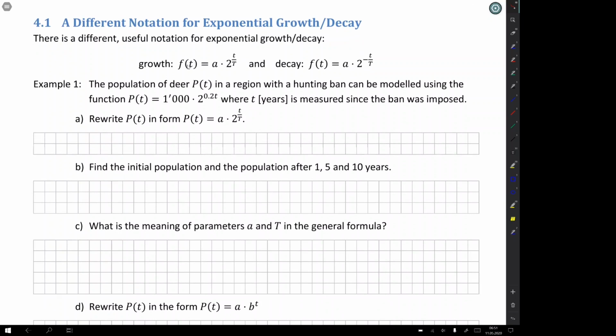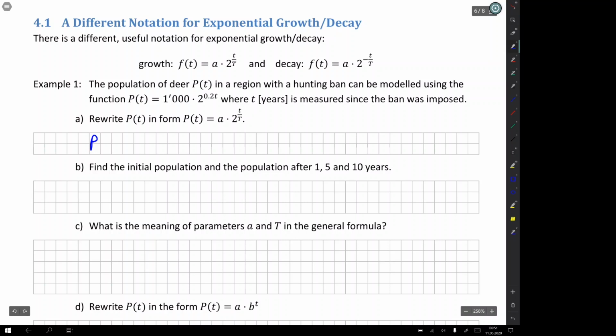We have a population of deer, P of t, in a region with a hunting ban, and that can be modeled using the function 1000 times 2 to the power of 0.2 t. And t means here the years measured since the ban was imposed. So 1a, let us rewrite this here in the form a times 2 to the power of small t divided by capital T. The capital T is this parameter.